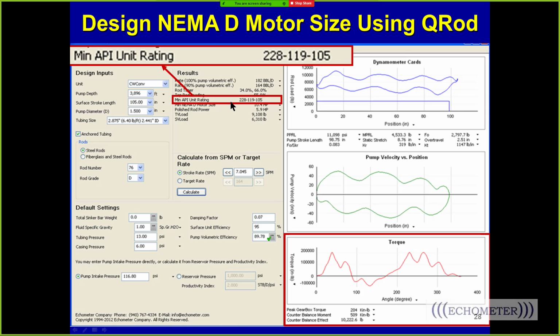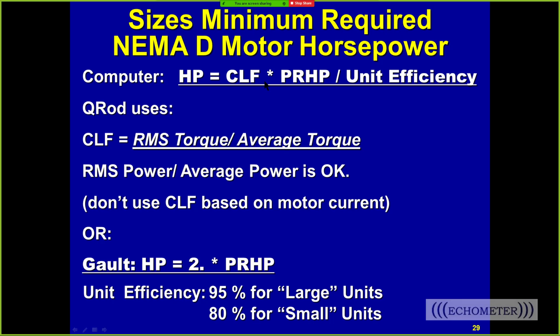Polished rod horsepower is right here. So you take the polished rod horsepower times the RMS torque divided by the average torque, which is the cyclic load factor, divided by the unit efficiency.